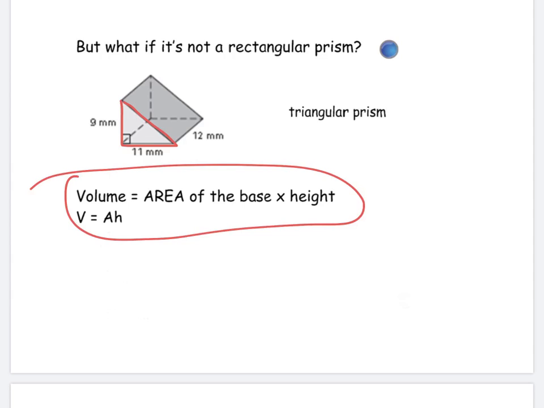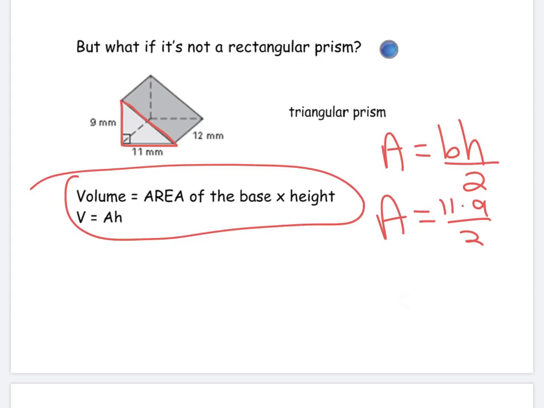If we take a look at this, the area formula for a triangle is area equals base times height divided by 2. The base of my triangle is 11, the height of my triangle is 9, and then I have to divide that by 2. So I have the area being 11 times 9, which is 99, and I want to divide that by 2.